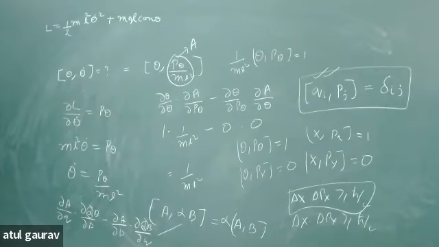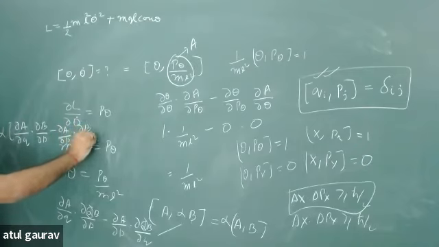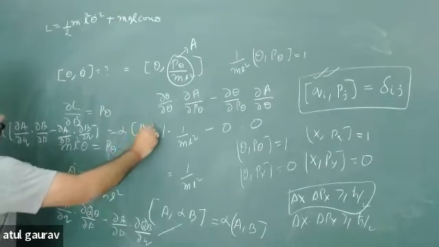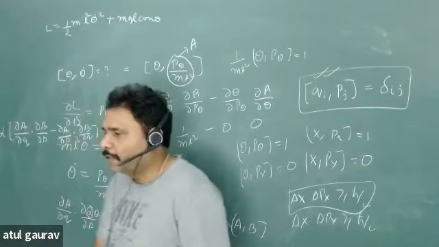Can you take it common or not? Yes, sir. Yes, you can take alpha common. And what will you get? You will get del A upon del Q, del B upon del P, minus del A upon del P, del B upon del Q. And what is this value? Alpha times the Poisson bracket of A and B. Okay? Yes, sir. Okay.